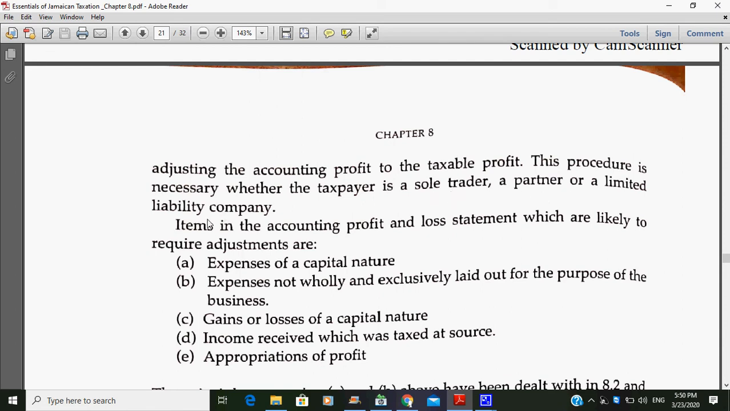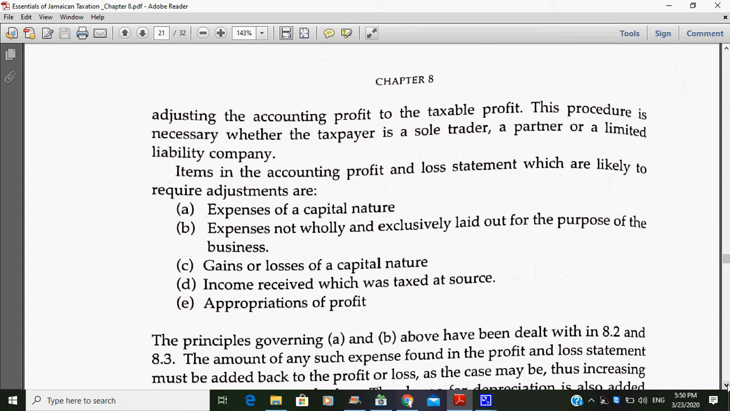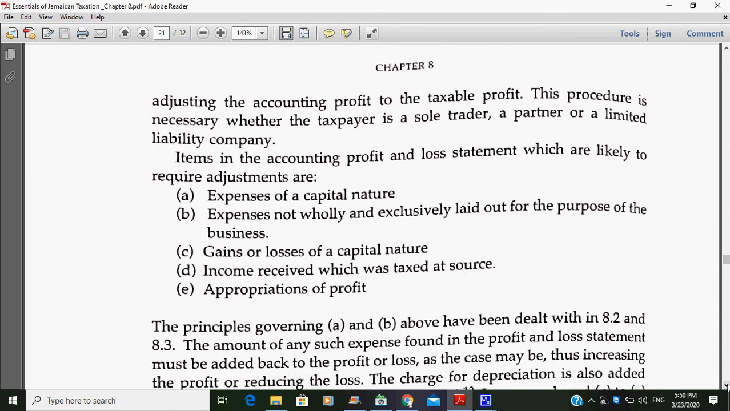Items in the accounting profit and loss statement which are likely to require adjustments are expenses of a capital nature, expenses not wholly and exclusively laid out for the purpose of the business, gains or losses of a capital nature, income received which was taxed at source, and appropriations of profit.